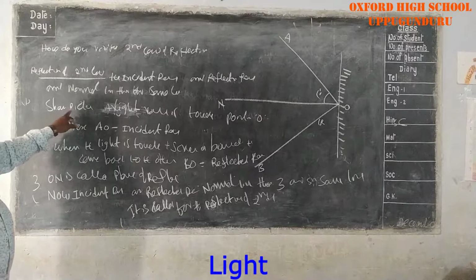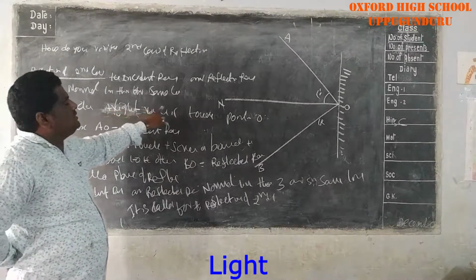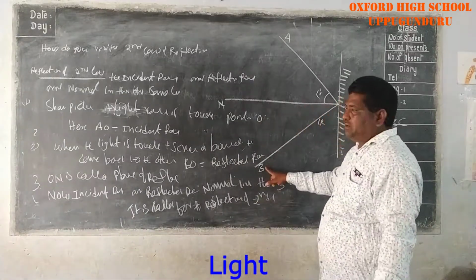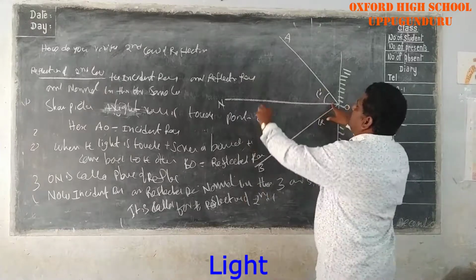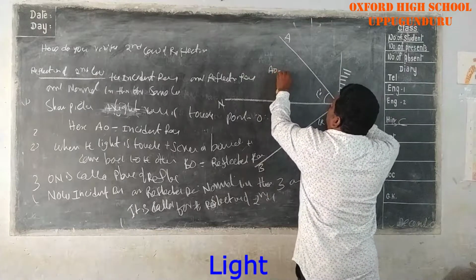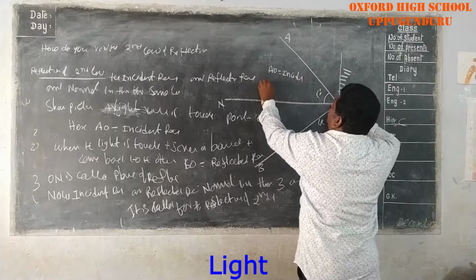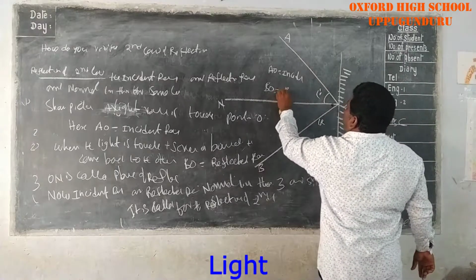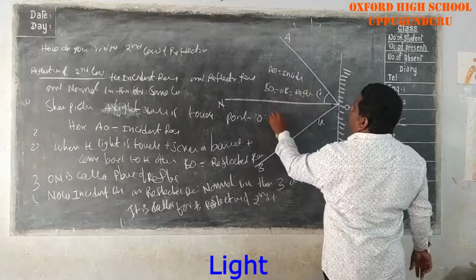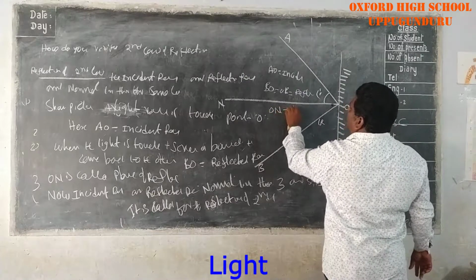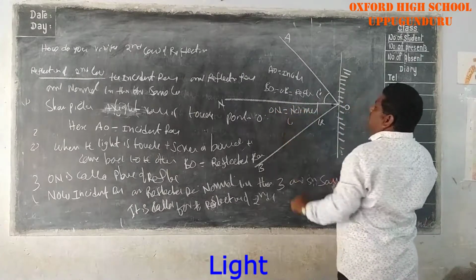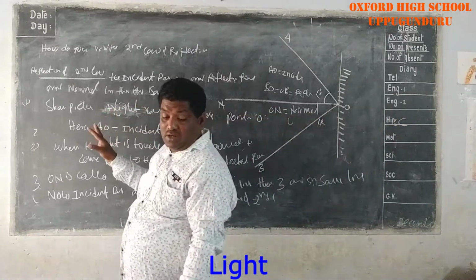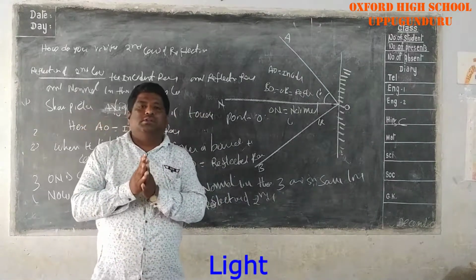Next, showing the picture, the light ray touches the point O on the screen and comes back in the other direction. Here AO is called the incident ray. OB is called the reflected ray. Next, ON is called the normal line. These three are in the same plane. It is called the second law of reflection. Understand, all? Okay. Thank you.